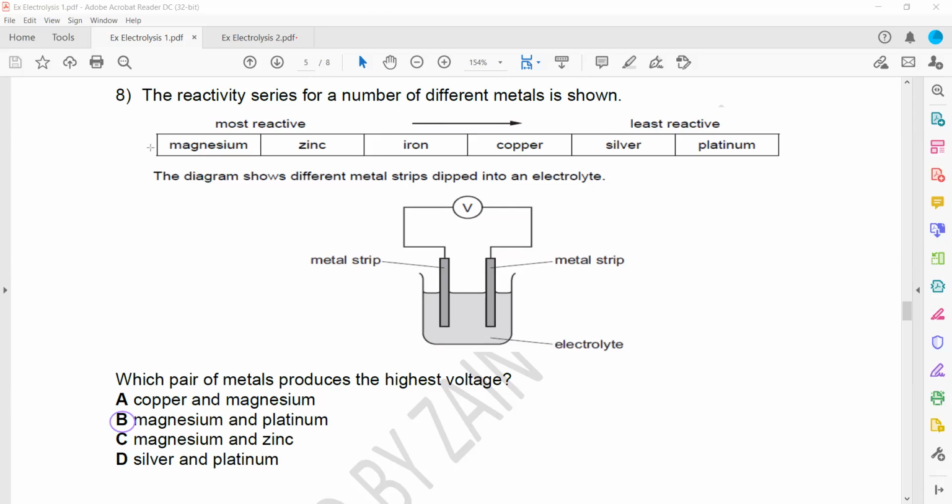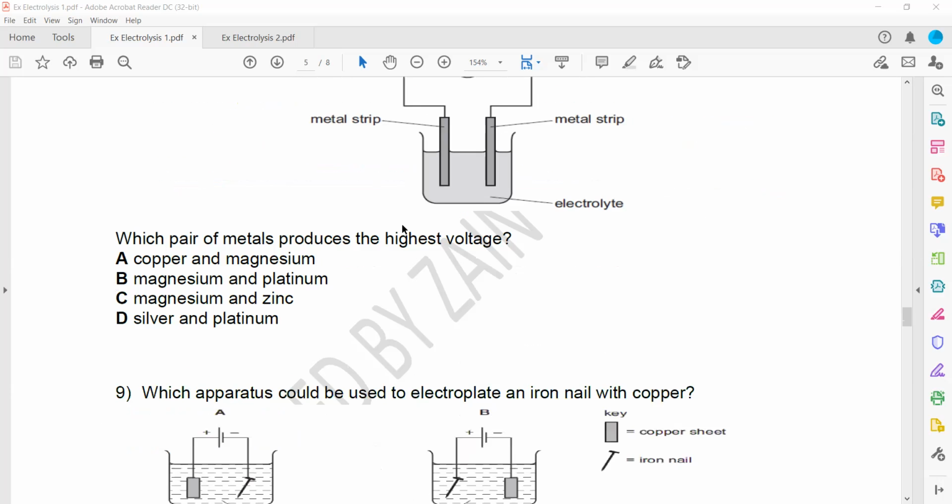So if we use one as the most reactive and the other one as the least reactive, that will be the highest. So in that case, magnesium and platinum will give us the highest voltage. Copper and magnesium won't be, because we want a greater difference in the reactivity. So this will be copper and magnesium, magnesium and zinc, silver and platinum. But magnesium and platinum will have the greatest difference. That's why it will produce the highest voltage.